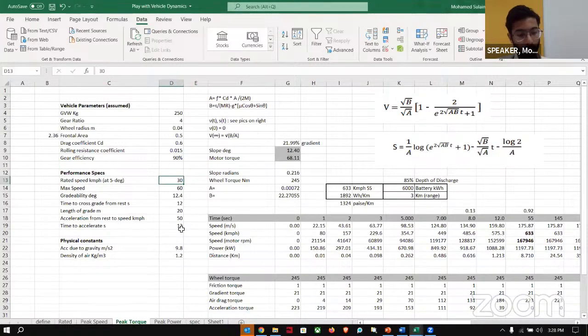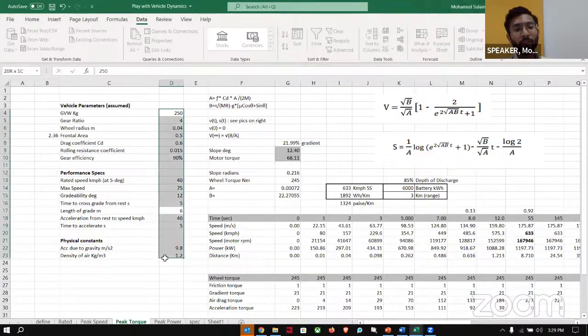For the rated conditions, you can use 40 kilometers per hour as the speed at which the vehicle is traveling, and the maximum speed is 75. The grade at which the vehicle travels is 25 degrees, and the time taken to cross is very small; you can take it as 5. The length of the grade that the vehicle has to travel, from front wheel plus wheel base plus extra buffer distance, is 6 meters. The acceleration from rest to speed is 40 kilometers per hour, and the time taken to accelerate is 5. Length of acceleration is 4. Sorry, 6. So this will be the input for you to work on.